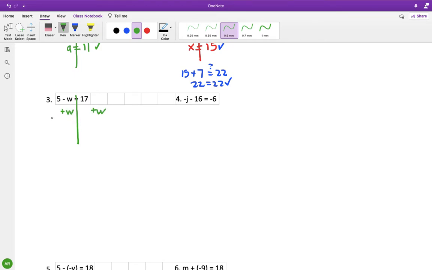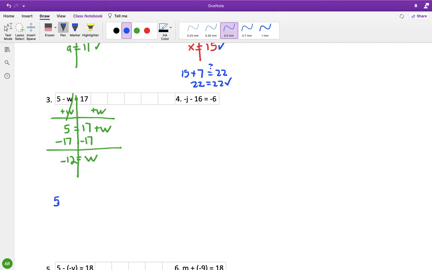Now remember, when you're solving an equation, as long as you keep it balanced by doing the same operation, it's still the same equation. So I'm going to add w to both sides. That will leave me with 15 equals 17 plus w. Now I have a positive variable. Now I can go ahead and subtract 17 from both sides. 5 minus 17 is negative 12. Negative 12 equals w.